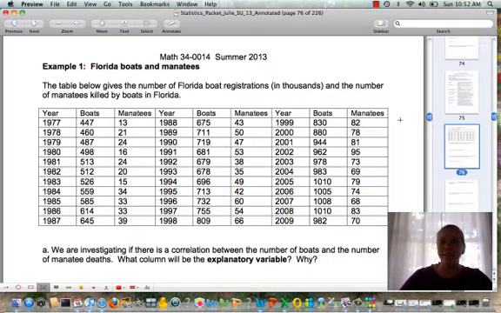Math 34 students. This is Module 3, and we're going to look at Example 1 on page 76. Remember to make sure that you have read the vocabulary on page 75 because we'll be using that vocabulary in these examples.